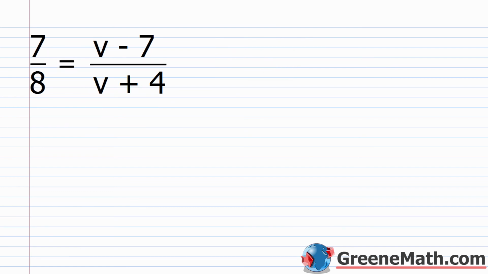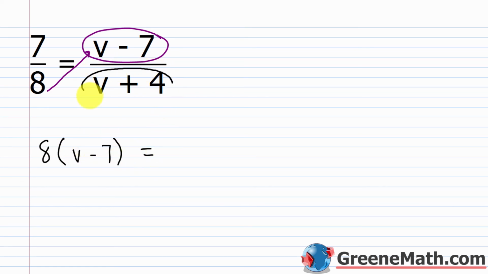All right, let's take a look at another one. We have 7/8 equals v minus 7 over v plus 4. So again, set up your equation. 8 times this quantity, v minus 7. Again, have to use parentheses here. So I'm going to put 8 times the quantity v minus 7 is equal to this quantity, v plus 4, times 7. So again, I got to use parentheses. 7 times the quantity v plus 4.